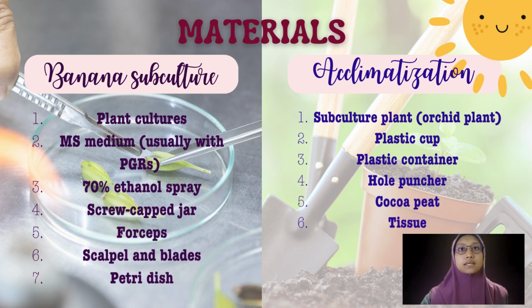Okay, this slide is about the materials. For the banana subculture, we have plant culture, MS medium, 70% ethanol spray, screw-capped jar, forceps, scalpel and blades, and also petri dish. For the acclimatization, we have the subculture plant, which is an orchid plant, plastic cup, plastic container, hole puncher, cocopeat, and also tissue.